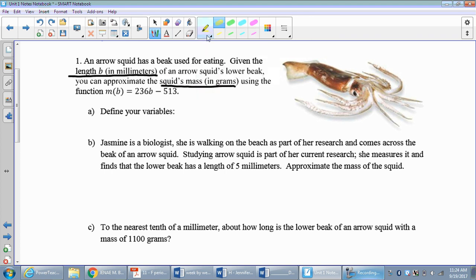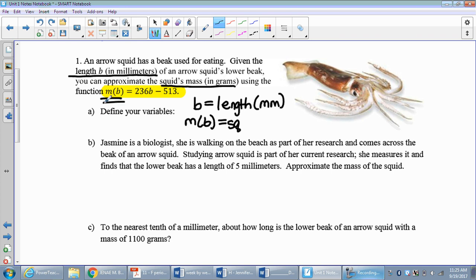Now is where it's going to be really important for us to highlight when we're given a model, because sometimes we will be given one and sometimes we will not be given one. So being able to highlight that model helps us to see, oh, look, it gave it to me. I don't have to do any work for that. B, I know, is the length in millimeters, and M of B is the mass. And I know that because it says this model approximates the squid's mass, and this equals, it's M of B equals, in grams.